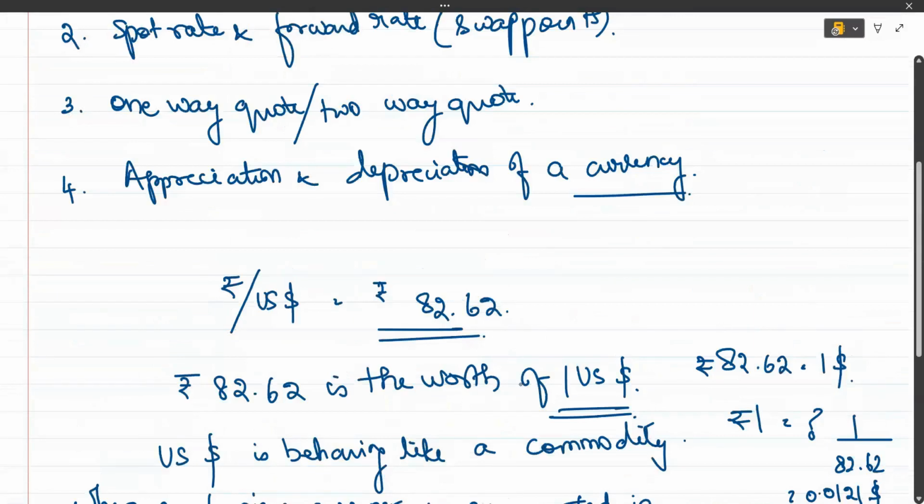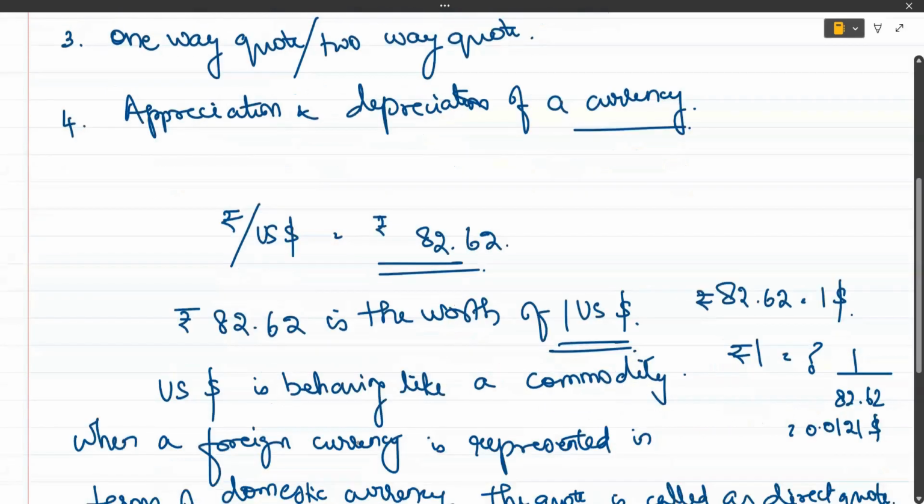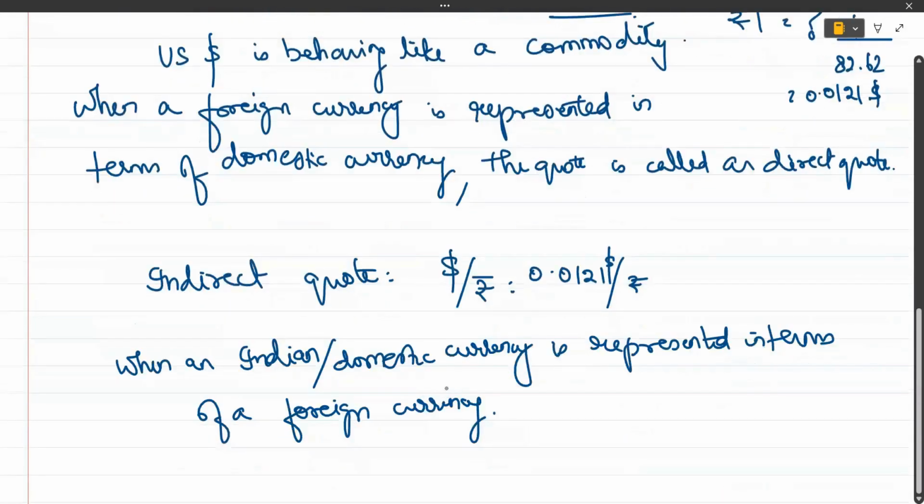So the direct quote is a foreign currency behaving like a commodity, and you are quoting the value of that commodity in terms of Indian money. The reverse of the direct quote is the indirect quote, where you go to the bank or the exchange center and say, I have 1 rupee with me. For that, how many dollars will you give? There the trading becomes for 1 rupee. So that is the indirect quote.